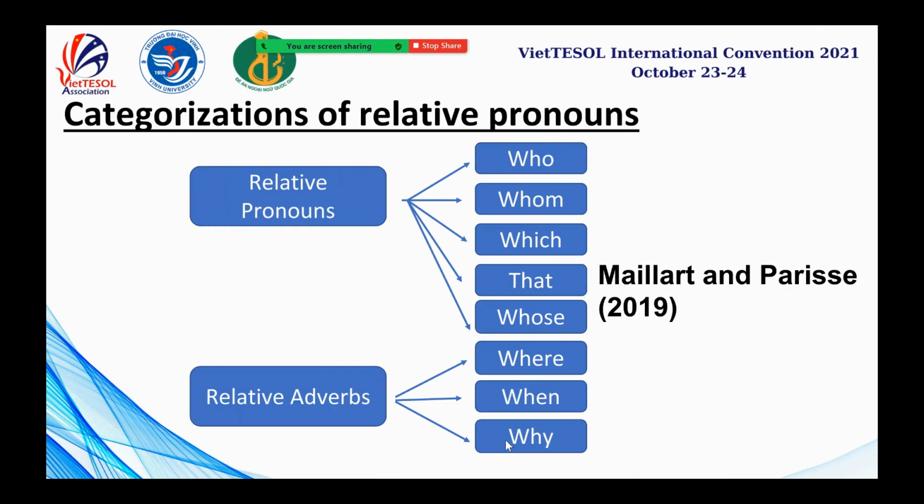How about the categorization of relative pronouns? According to Miller and Vietesol 2019, relative clauses can be divided into relative pronouns, that is who, whom, whose, that, and what, as you can see on the screen, and relative adverbs, that is when, where, and why.